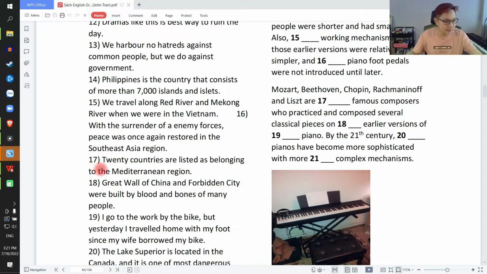Ok, 17 is correct. Số 17 đúng nè. 20 countries are listed as belonging to the Mediterranean region.